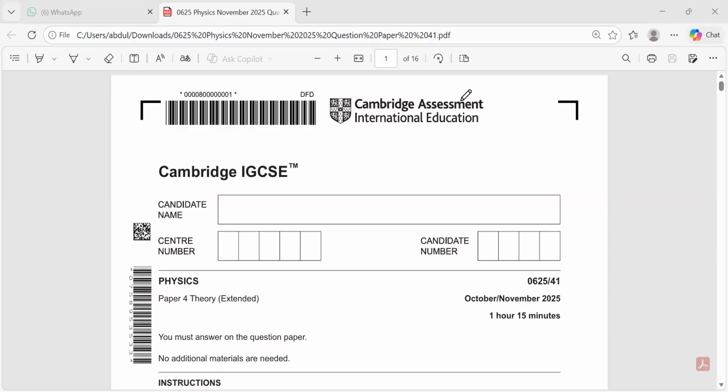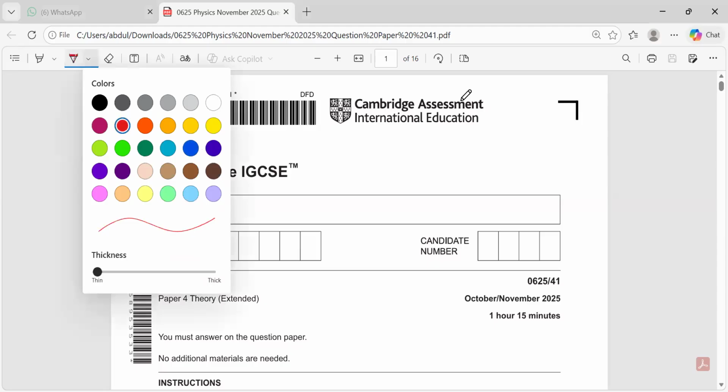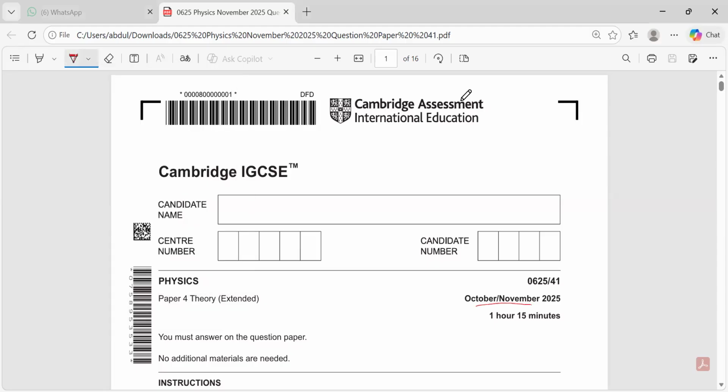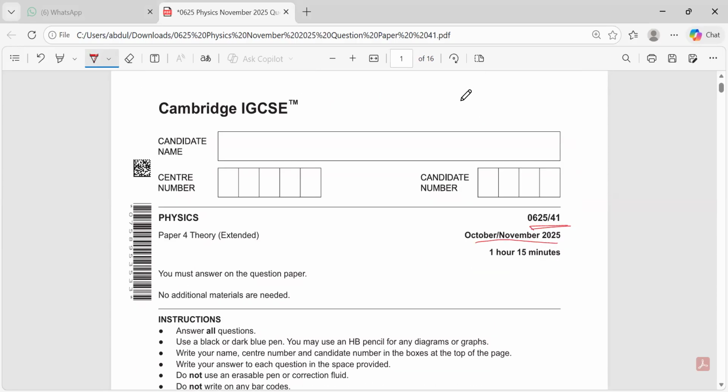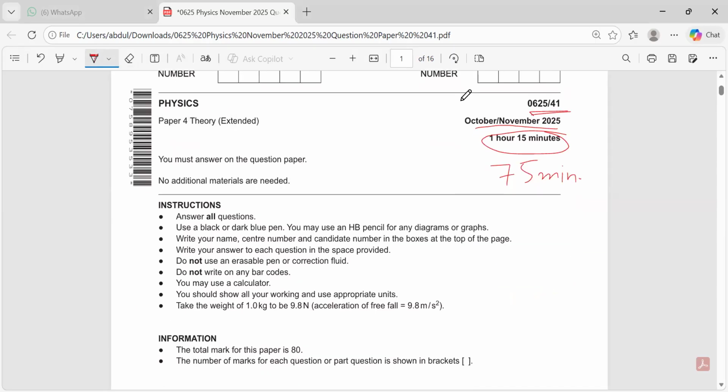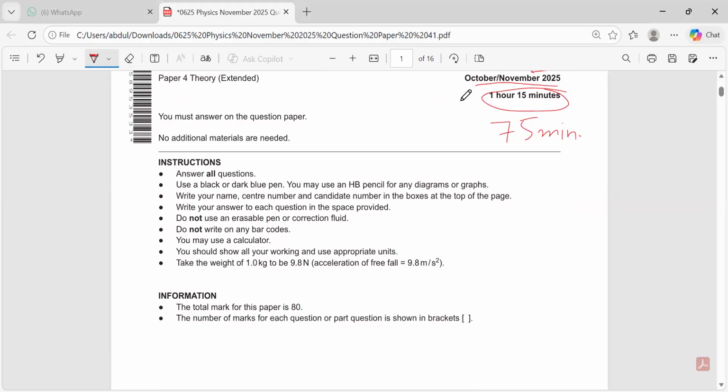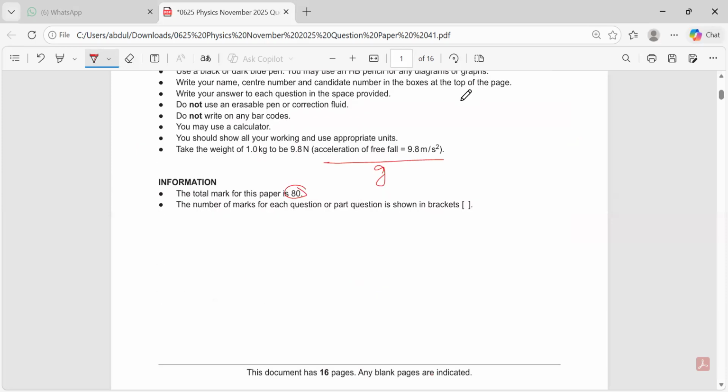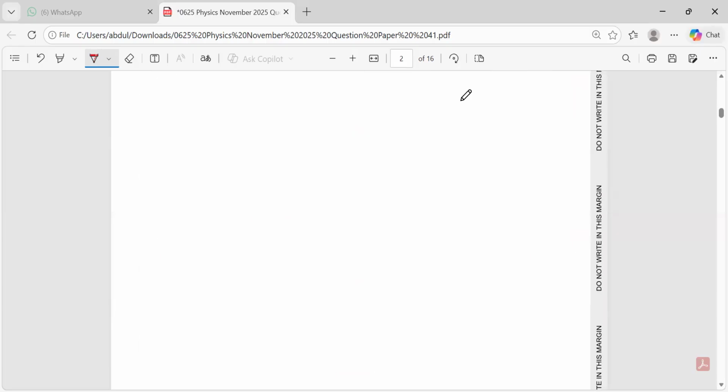My dear friends, right now the question paper which we are solving is October-November 2025, paper 4, variant 1. Time allowed, of course, is 1 hour 15 minutes, which means it is a 75-minute paper. And marks are how many? Marks are 80. So less than a minute per mark. And the value of g, again and again I'm telling, is equal to 9.8 meters per second square. So let's start without any delay.